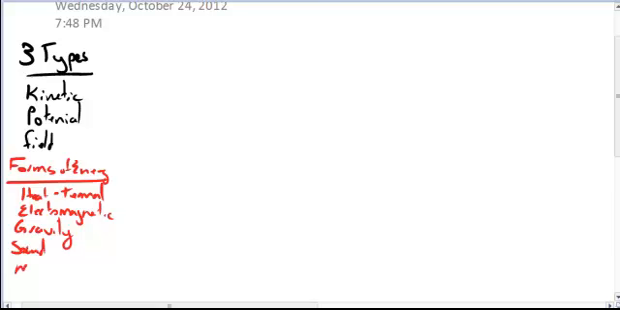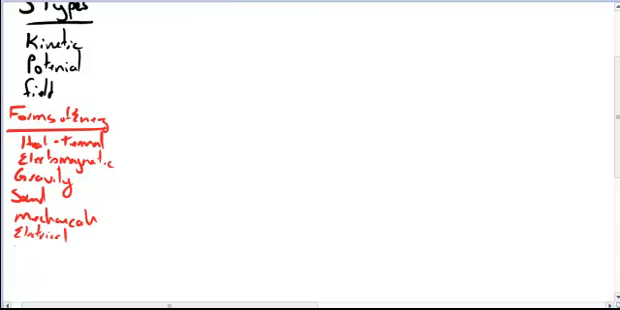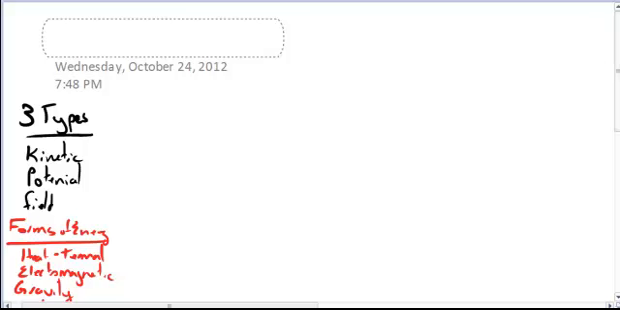sound, mechanical, electrical, chemical, nuclear, elastic. Those are the main types of energy. Now there's several more that we could list here that I haven't said, but those are the main ones. And within each type and form of energy, we can break this down further.